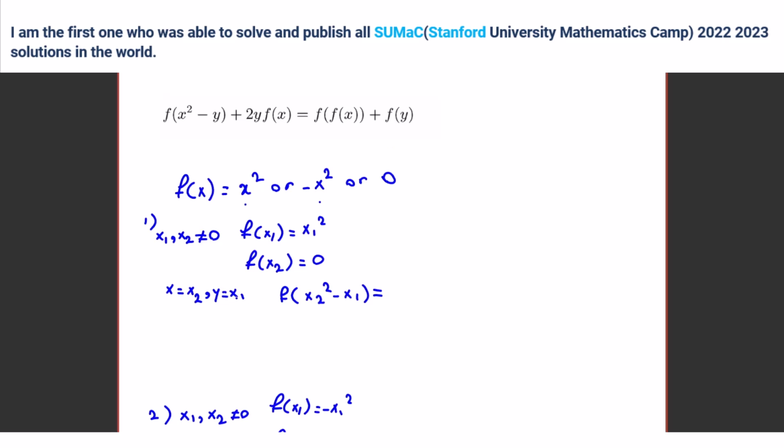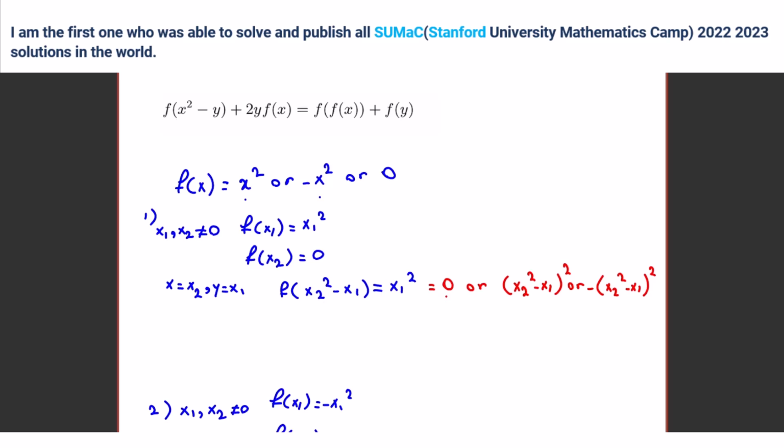F of y is f of x1, and f of x1 is x1 squared, right? Now it is better because we have only one f. And we proved f of this is what? 0, or squared, or negative squared. Yes, or x2 minus x1 whole squared, or negative of this, right?